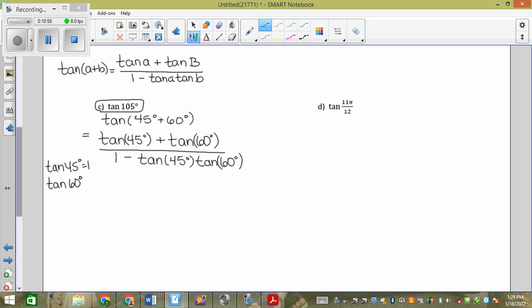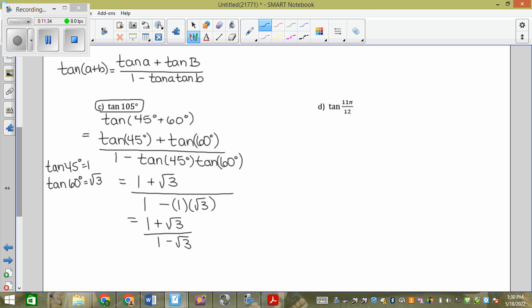And if I can use tan 60, that is the one I'm going to use every single time. Any 60-degree tan will always get me root 3s. Any 30-degree tans get me root 3 over 3s, which are fractions with radicals. If I can stay away from fractions with radicals, I stay away from fractions with radicals. Okay? So here I'm going to get 1 plus root 3 all over 1 minus 1 times root 3. 1 times root 3 is just root 3. So I'm going to get 1 minus root 3.